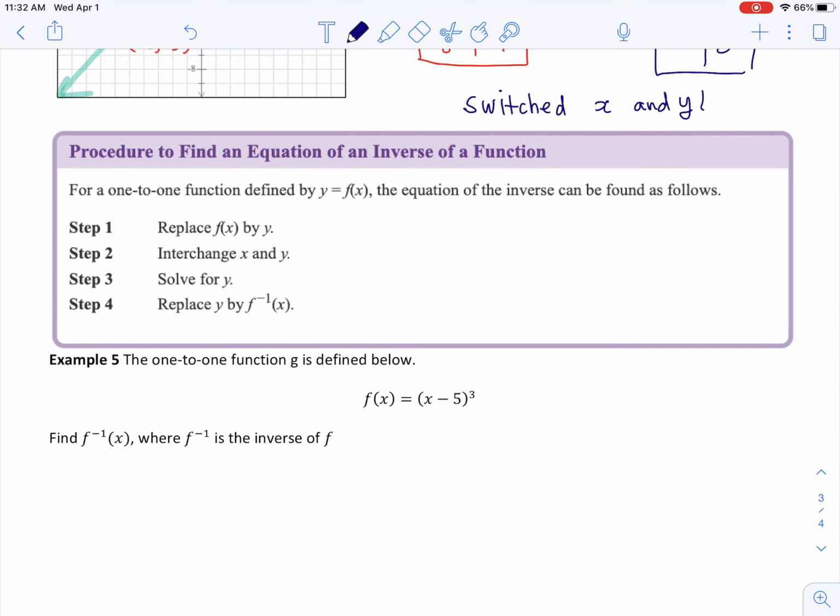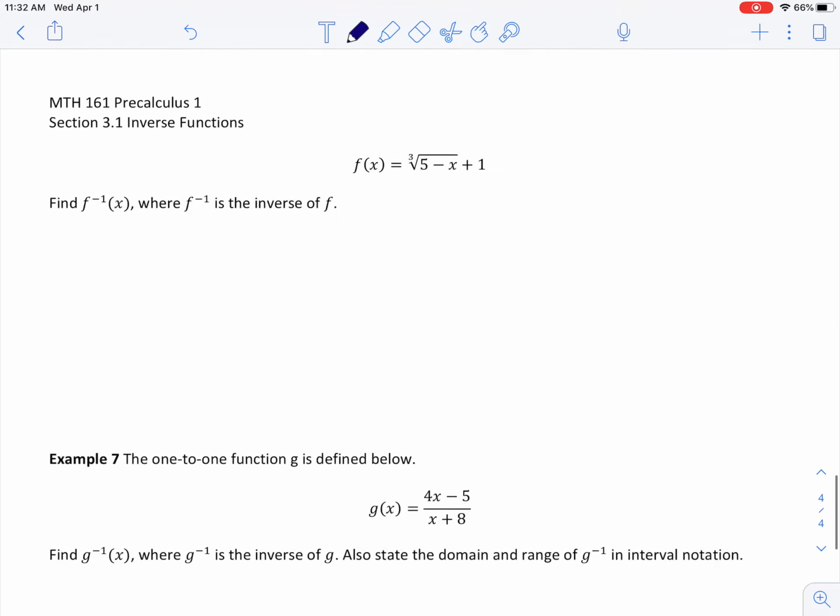So, the procedure to find an equation of an inverse function. I got the steps down right here for you. Step number 1, if they give you the function name f of x, just change the f of x to y so that you have x and y in your equation. Step number 2, just switch x and y. That's going to be the important step. Switch x and y, and then you will solve for y. Once you're done solving for y, just give them that fancy inverse notation, and then you are done.